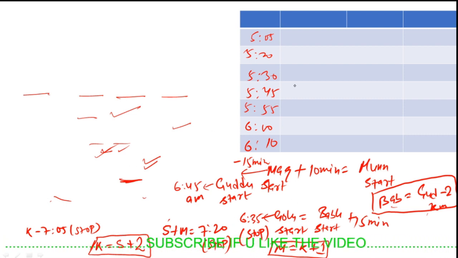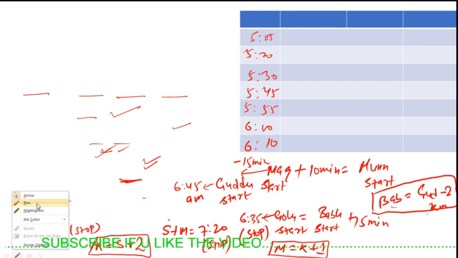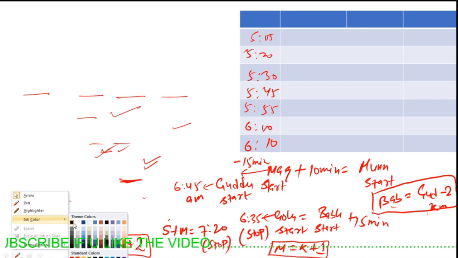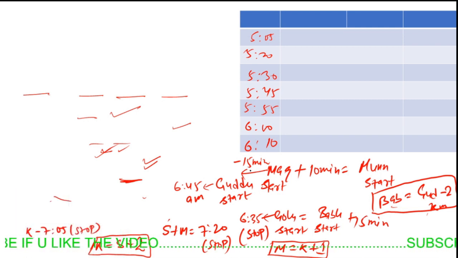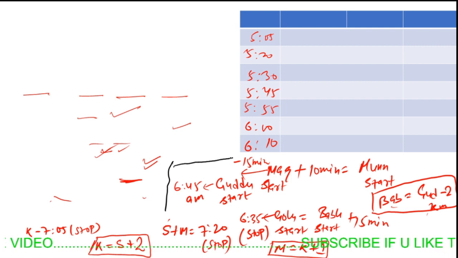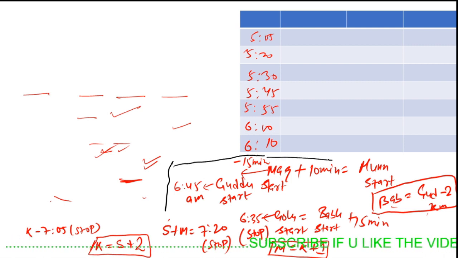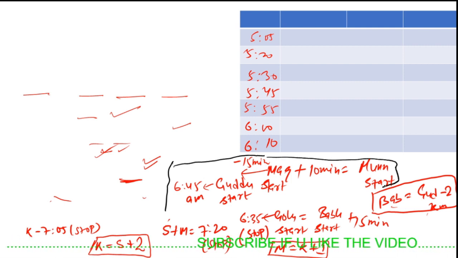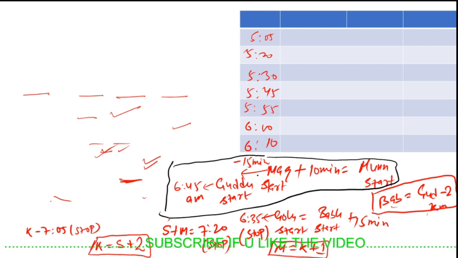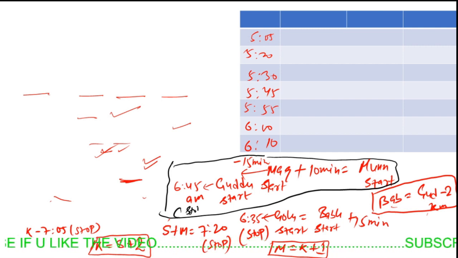So let's start now. What's the best hint to start the puzzle? Okay, you can choose this hint to start the puzzle, because this hint is giving a lot of information. From this hint we are getting information that after Maqbool, 10 minutes later Munna is starting, and 15 minutes before Maqbool, Guddu is starting. We also know that Guddu stops at 6:45 a.m.